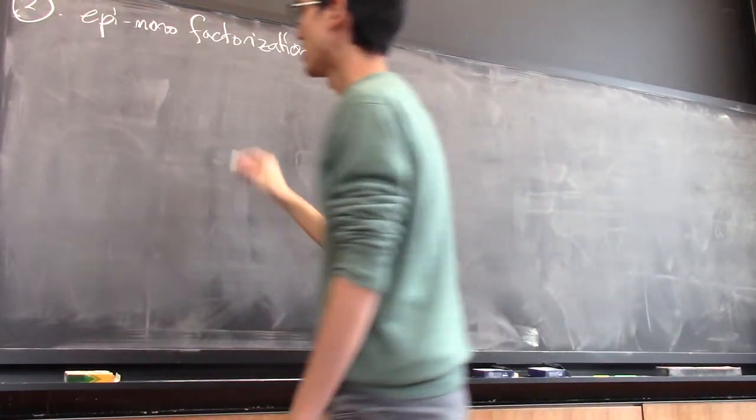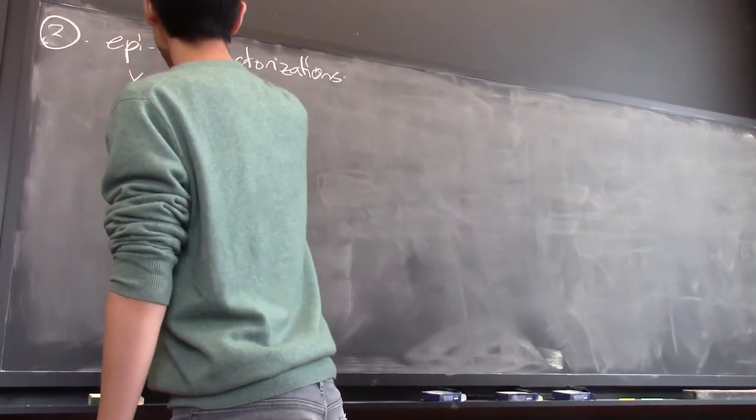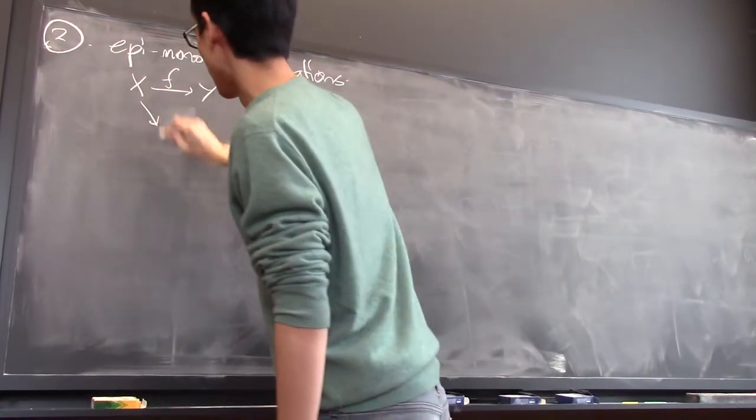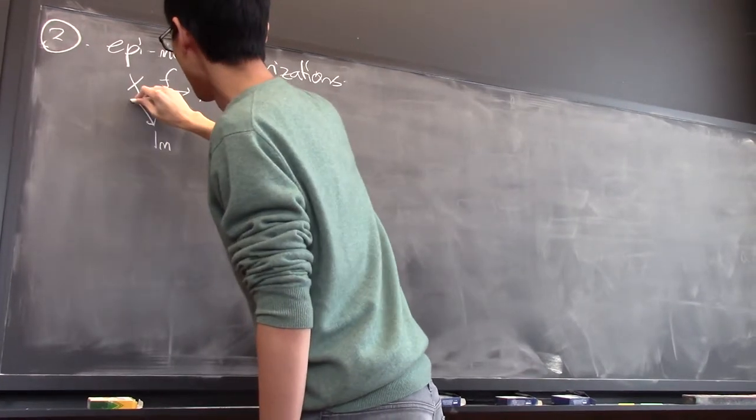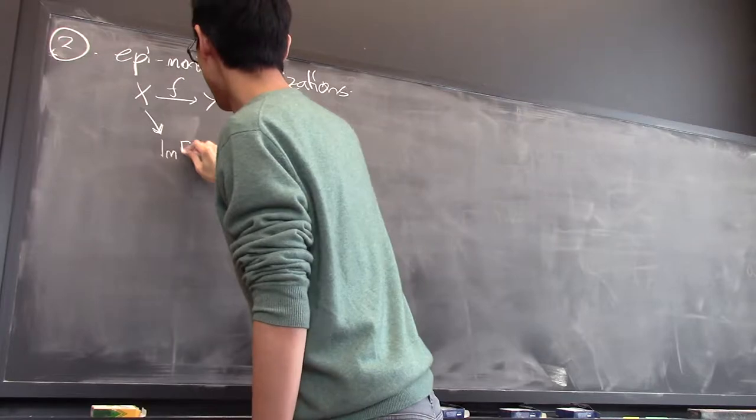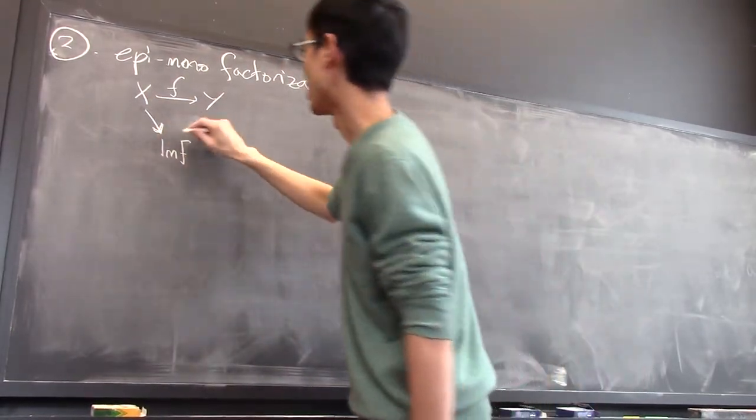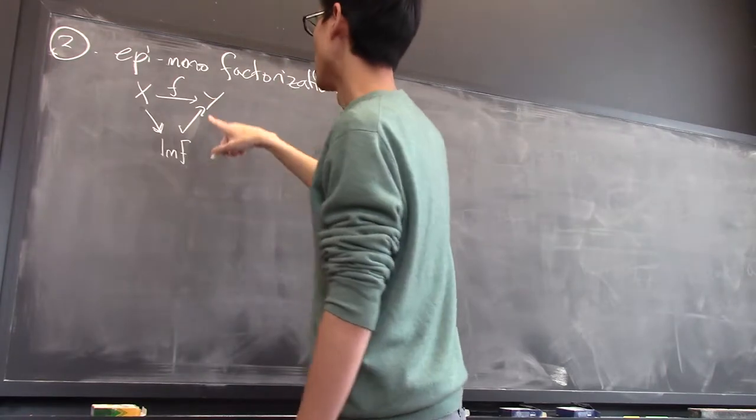What does this mean again? It means that given f from X to Y, we can factorize it into an epi, which I'm going to write like this, from X onto its image. So by epi, I mean surjective. And this image includes into the set Y.